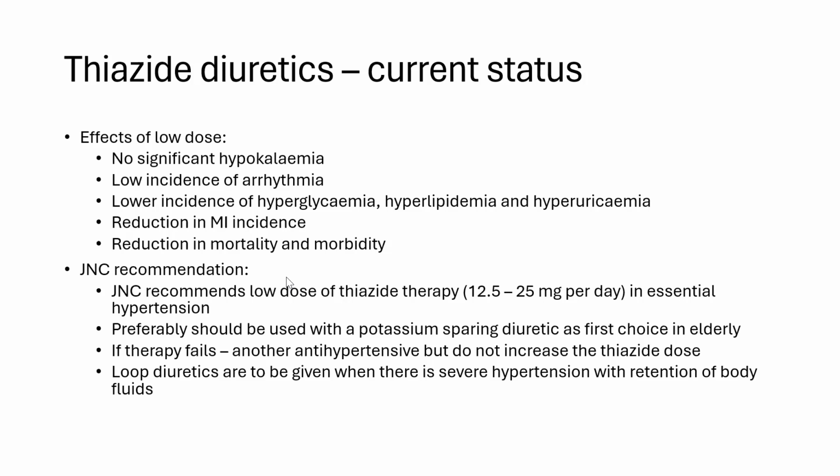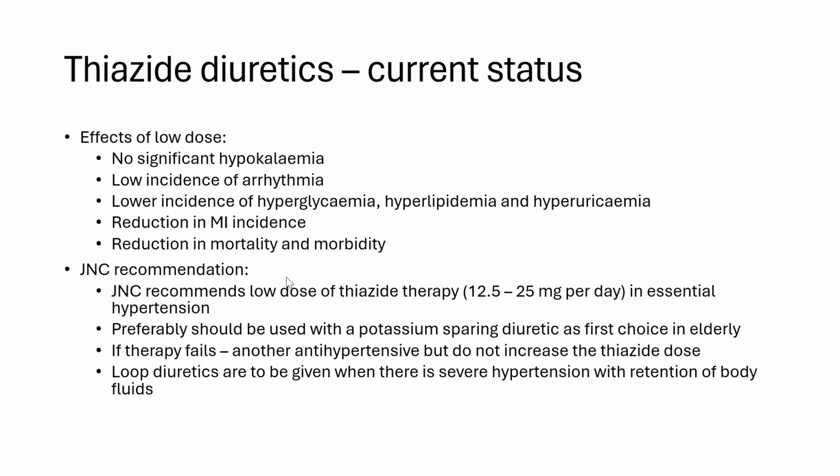If you administer the dose largely, then the associated adverse effects are high, so we should recommend a dose between 12.5 to 25 mg. In case of failure, you can start another antihypertensive drug along with the thiazide. Okay.